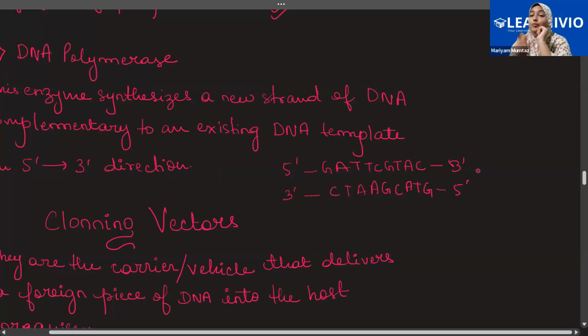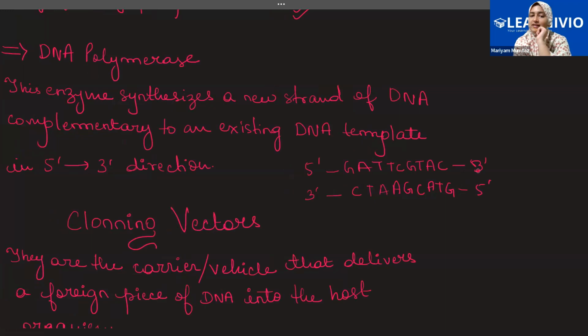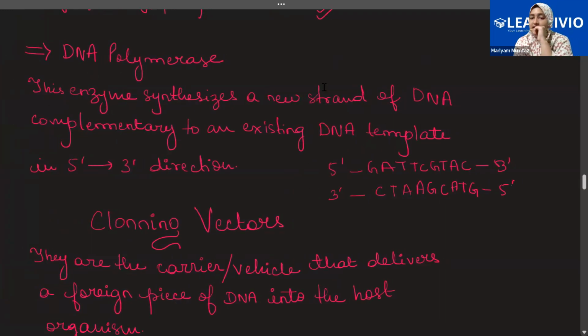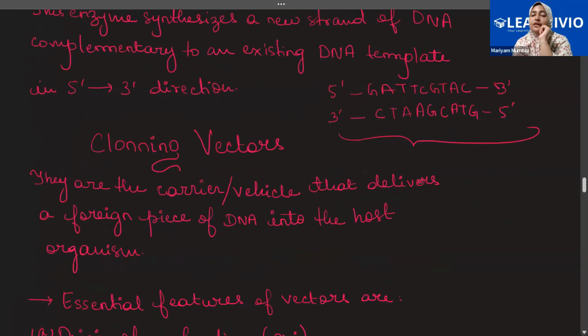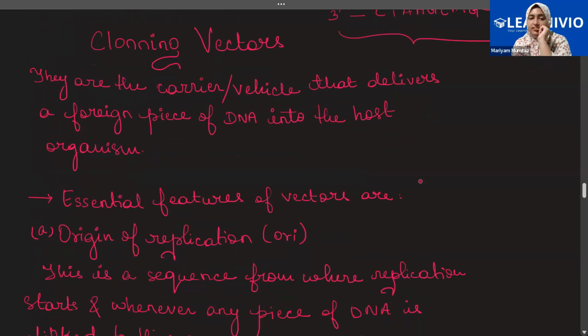I wasn't talking about a palindrome. When it would be a palindrome, then it will be like that. Okay, the answer that you were giving. So DNA polymerase does this. This base sequence that is formed is actually formed through the process of DNA polymerase only. Now today we're going to talk about cloning vectors.